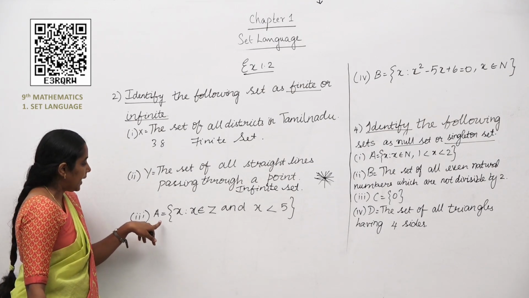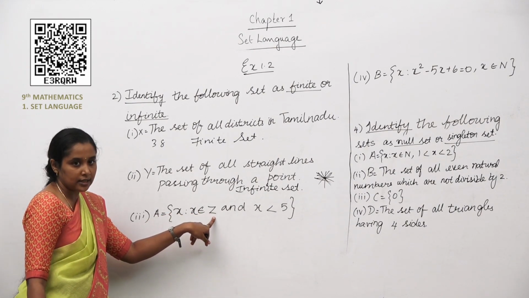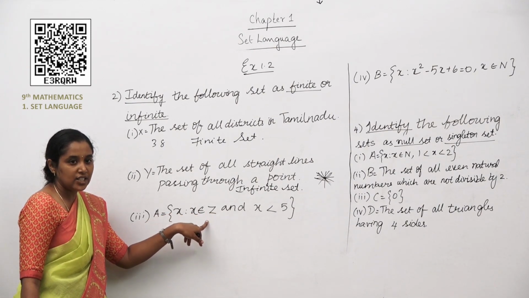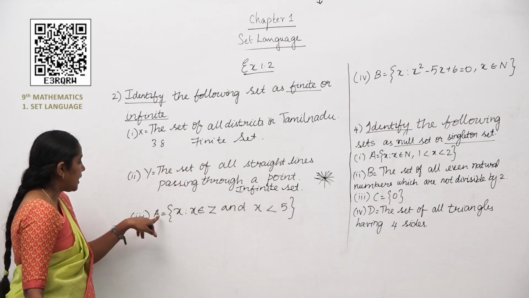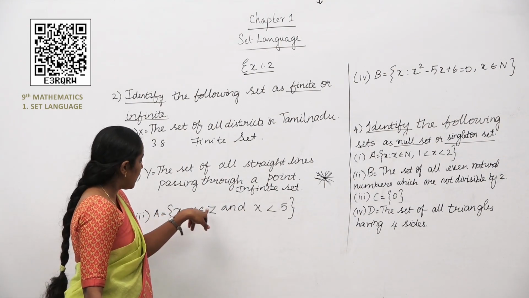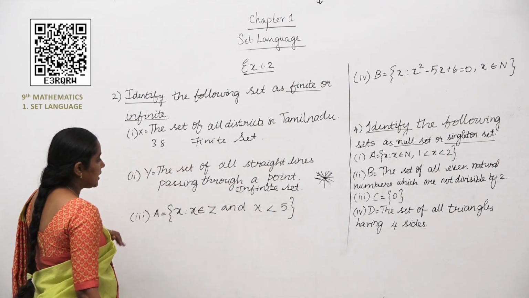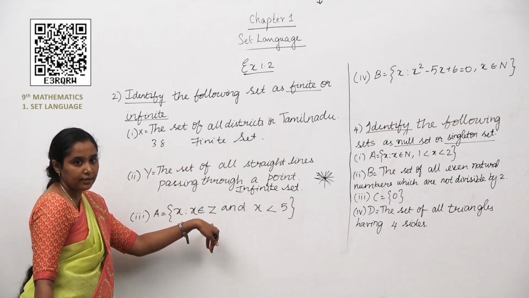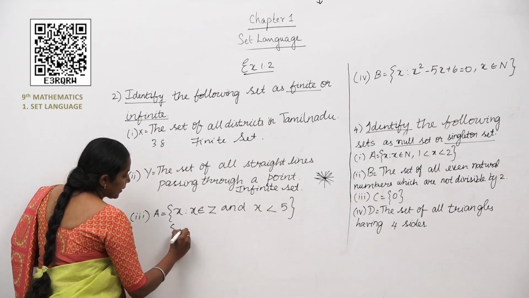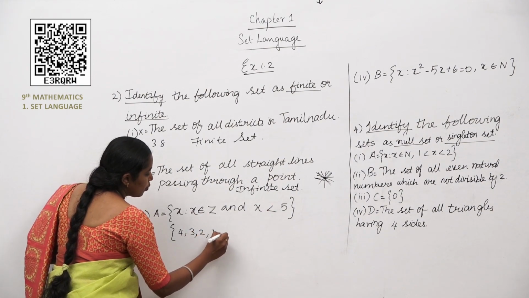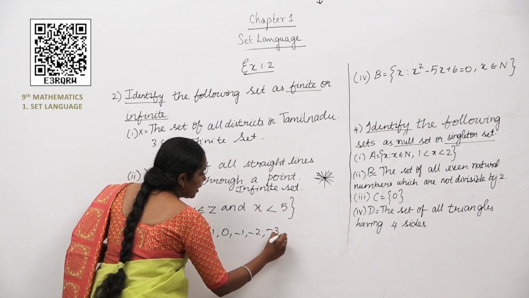Third subdivision, A is equal to {X such that X belongs to Z}. So, Z denotes what? Integers, and X less than 5. So, how will you read this? A is equal to X such that X belongs to Z and X less than 5. X is an integer. So, X less than 5 means how will you write the set? 4, 3, 2, 1, 0, minus 1, minus 2, minus 3, minus 4.